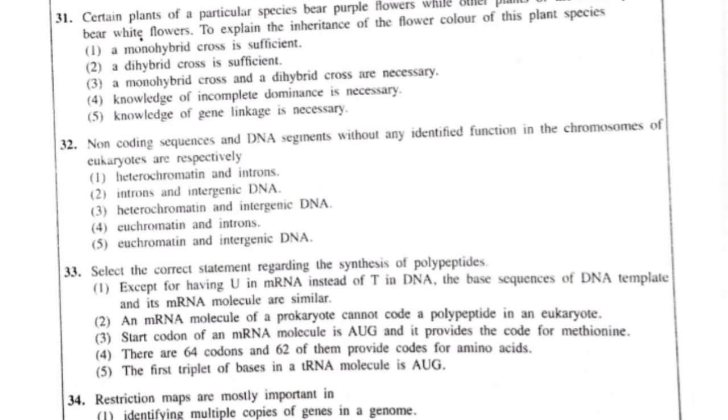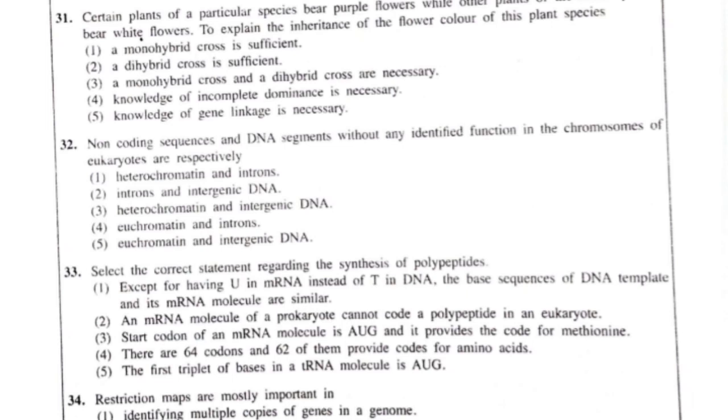Question number 31. Certain plants of a particular species bear purple flowers while other plants of the same species bear white flowers. To explain the inheritance of the flower color of this plant species, we have to select the type of cross or theory that is needed to explain this inheritance. So here they are talking about the flower color, only one character. If we are talking about only one character, we will need a monohybrid cross. We don't need a dihybrid cross. A dihybrid cross is if we are talking about two characters. So answer number 2 and answer number 3 are wrong.